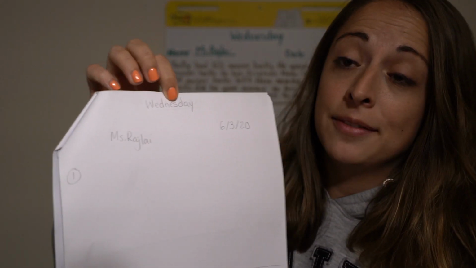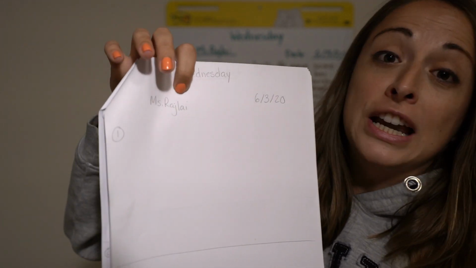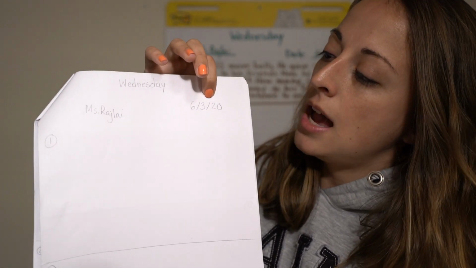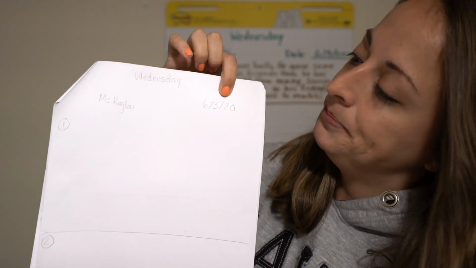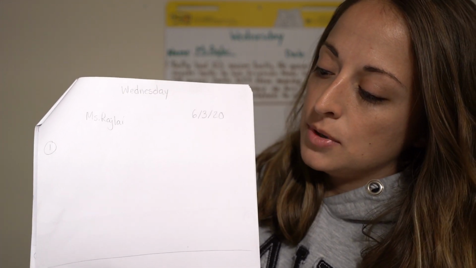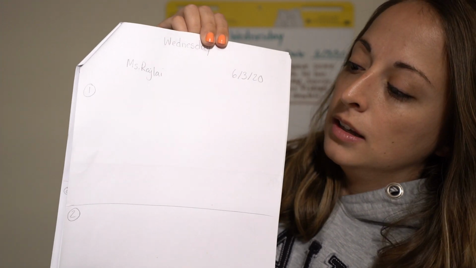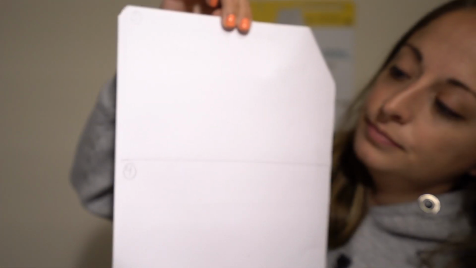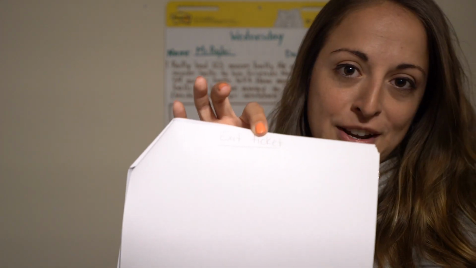Just make sure that you have all of your materials for today. At the top, you are going to write Wednesday, your name, and the date, which is 6/3/20. You're writing number 1 and number 2 with the line in the middle. On the back, you're doing 3 and 4 with the line in the middle. And you're writing exit ticket for the last page. All right, let's get started.